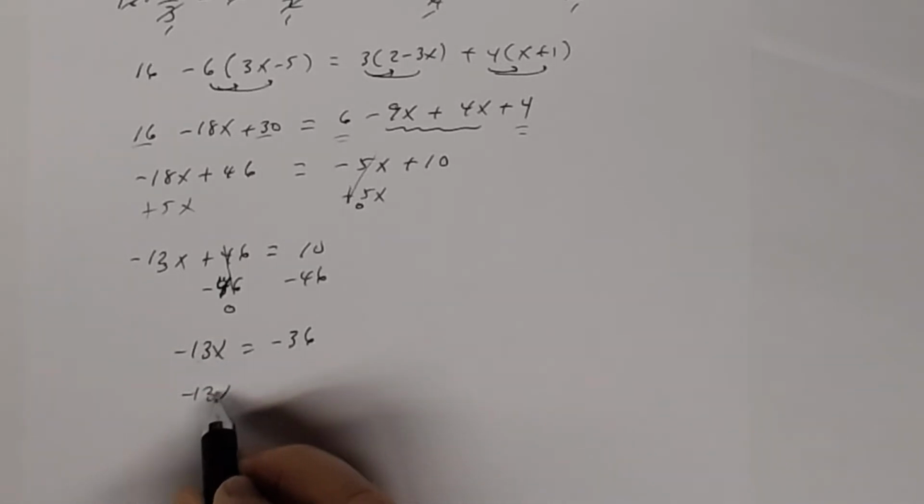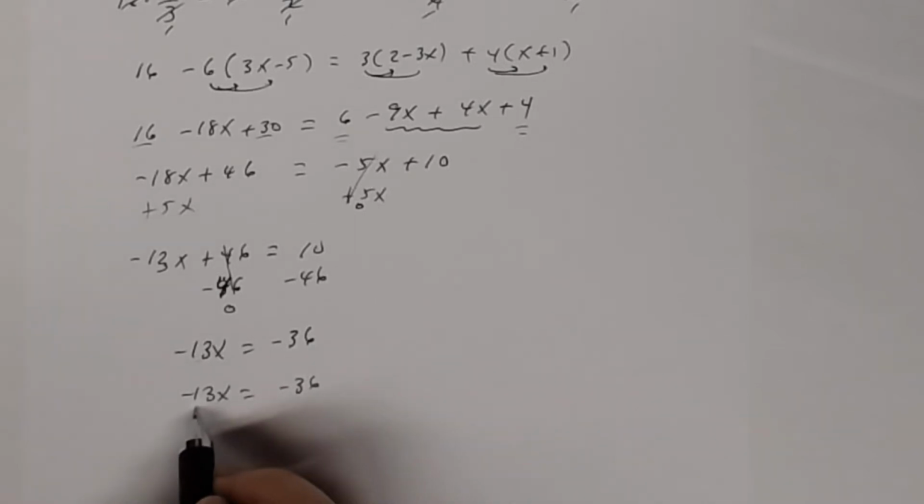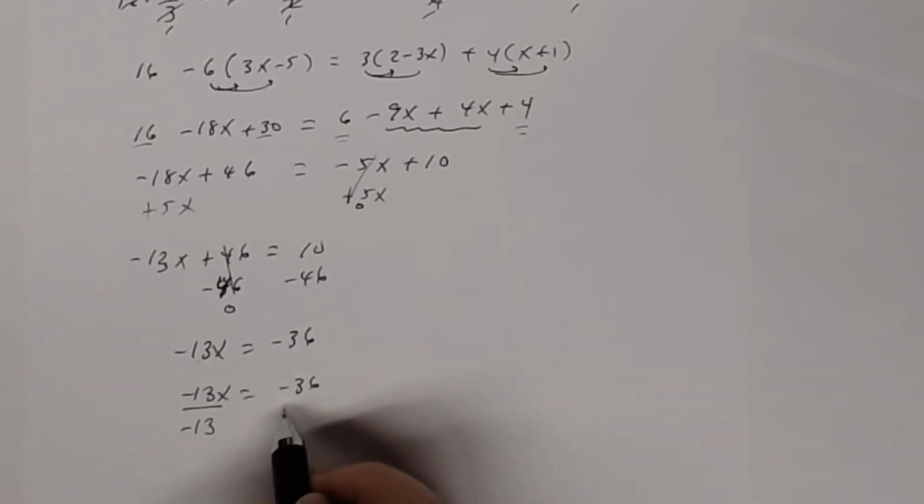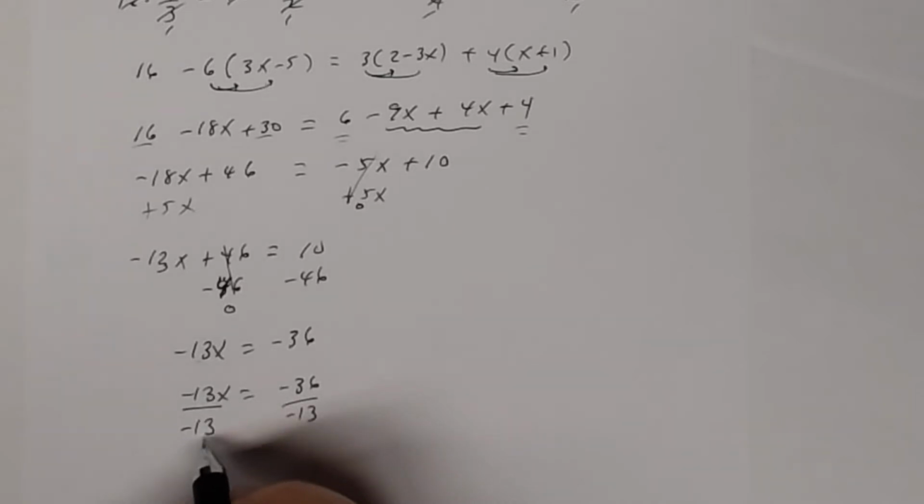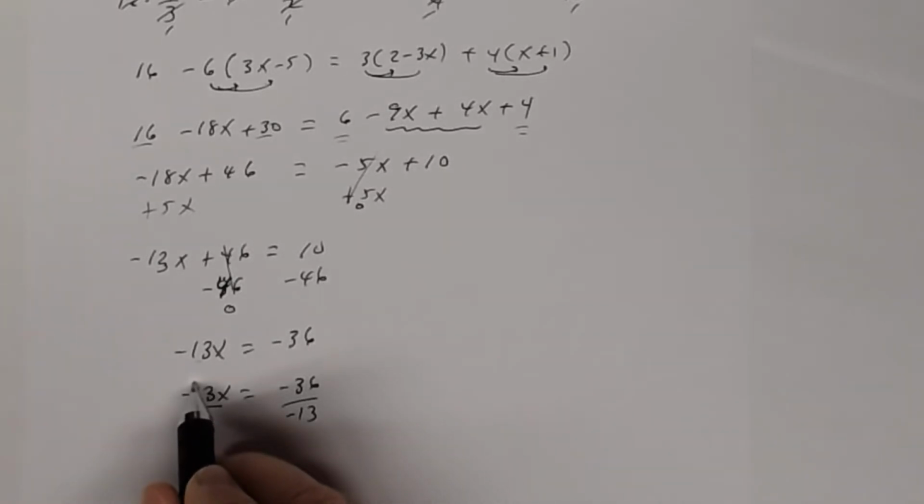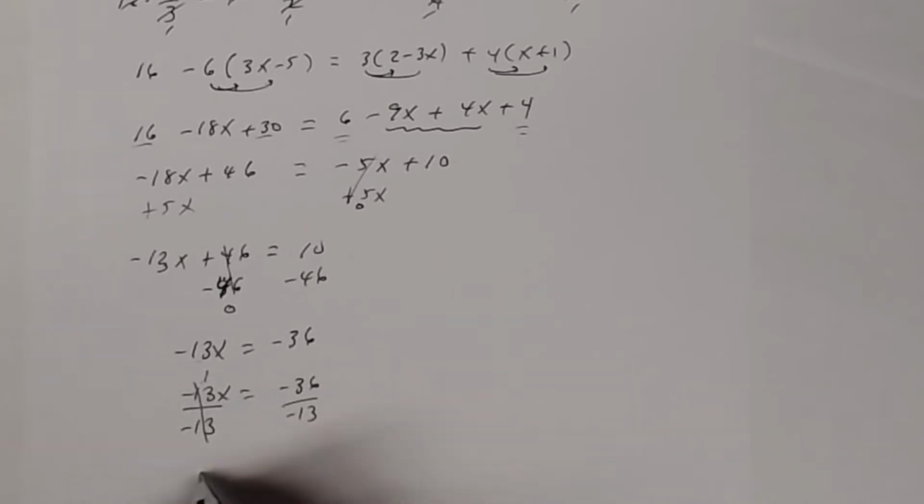Let me go ahead and rewrite this over. And so the opposite is to divide both sides by that coefficient. The opposite of multiplication is division. Notice negative 13 is what I divided by, because that's the coefficient here. And negative 13 divided by negative 13, when I reduce, is 1. 1 times x is x.